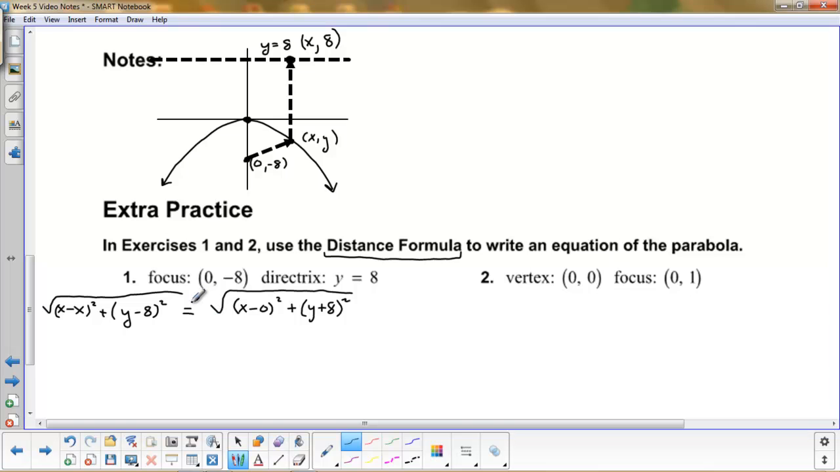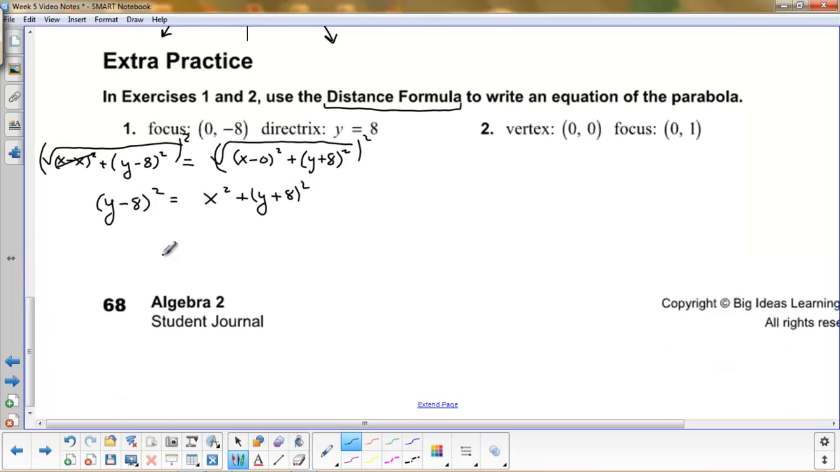The first step is to square both sides, because if I square both sides, I get rid of those radicals. Makes it a lot easier for me. x minus x is 0, so I'm not going to bother writing that one. I'm going to write this one as (y minus 8) squared equals x squared plus (y plus 8) squared. Now these are both perfect square trinomials, so I'm going to continue by writing them out.